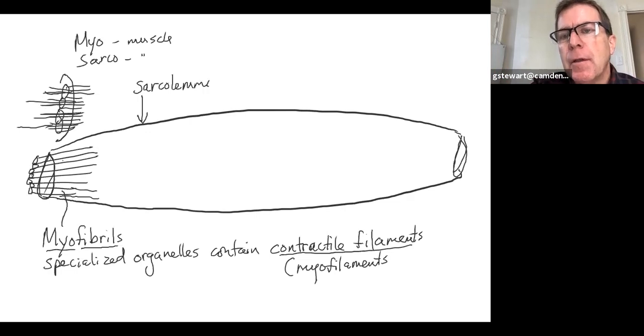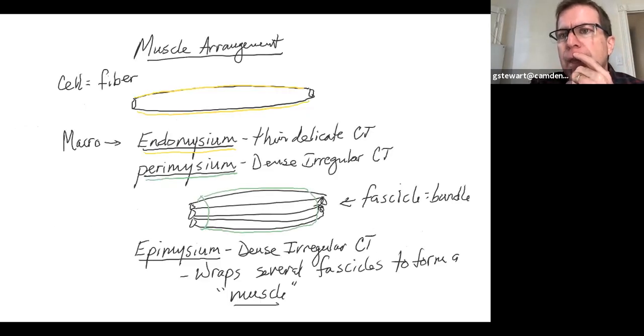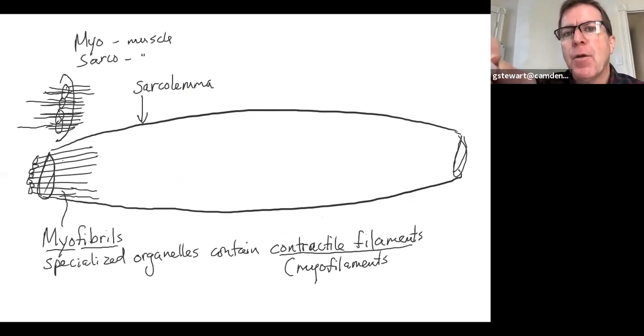Sarco means muscle, lemma just refers to plasma membrane. So that endomysium that I discussed back here, the yellow stuff around each individual muscle cell, is actually on top of the sarcolemma. So that endomysium would be above or on the outside of the plasma membrane like this.